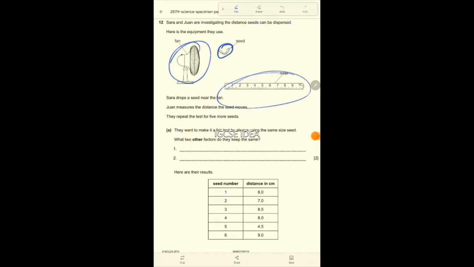They want to make it a fair test by always using the same size seed. What 2 other factors do they keep the same? The 2 other factors are the same type of seed and the height from which it's dropped. Here are their results: seed number, distance in centimeters.